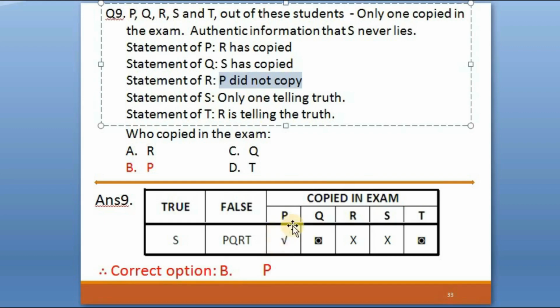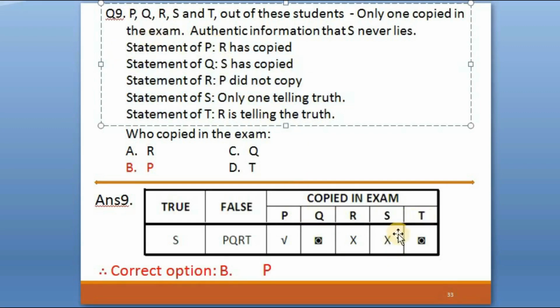Against statement of S we have taken into account. Now statement of T, R is telling the truth. So since T is telling the lie, so again R is not telling the truth. So from the statements of these 5 persons, we get the clue that P can be the suspect and R and S are not the suspect, or they have not copied. And since no one has given a clue about Q and T, there is ambiguity about Q and T.